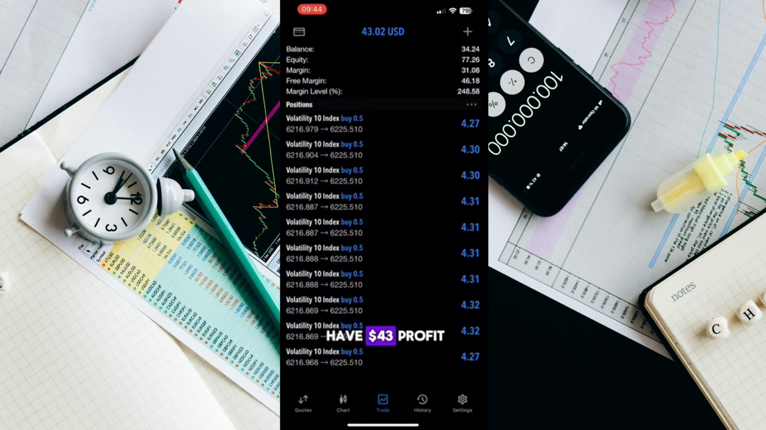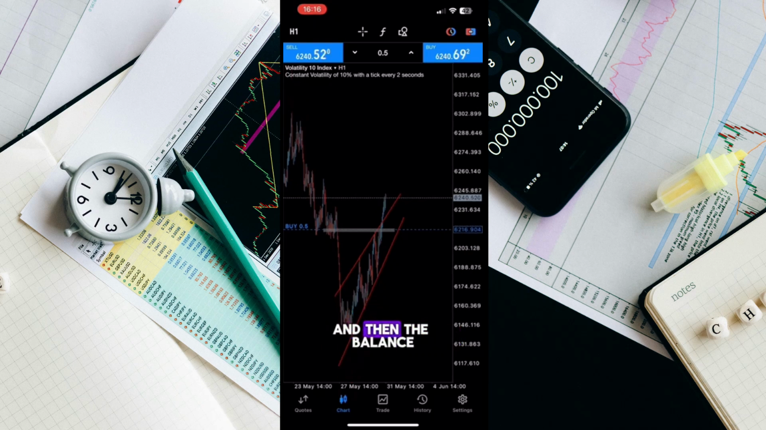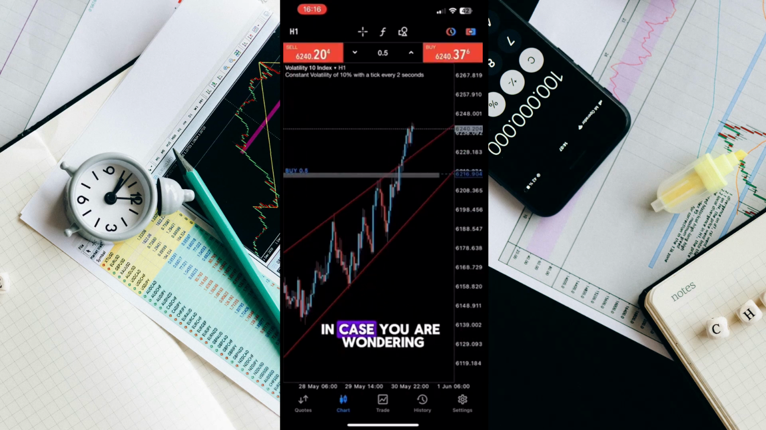Now we're in $43 profit. Our account is almost $100, and now we are in 106 profit, which is a lot. Let's continue holding. As you can see, the market hit one of my take profits, and the balance is now $42, in case you are wondering.